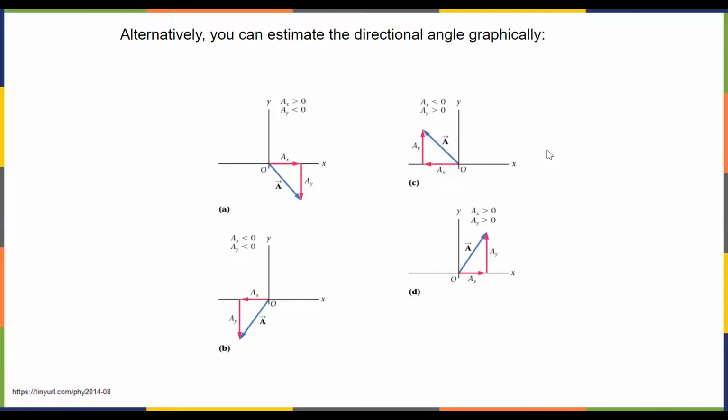In the first quadrant, you should expect your angle between 0 and 90 degrees. The second quadrant is 90 degrees to 180. The third quadrant would be 180 to 270. And the fourth quadrant will be from 270 to 360, or from minus 90 to 0. A lot of times in the fourth quadrant, people will just use a negative number.